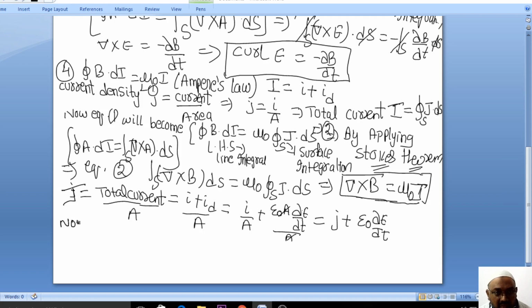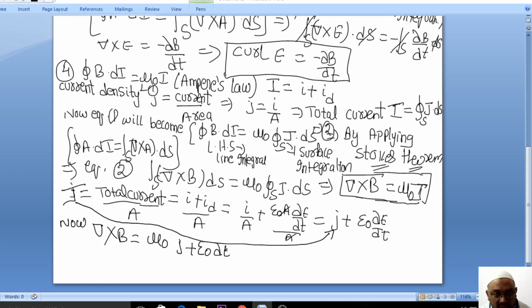Now, del cross B will be equal to mu naught into J. You can see this value is nothing but J plus epsilon naught ∂E/∂t. This is what we got, right? The expression for this fourth Maxwell equation. This is the fourth Maxwell equation that we got, right?